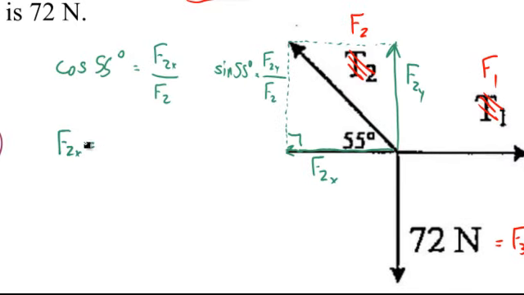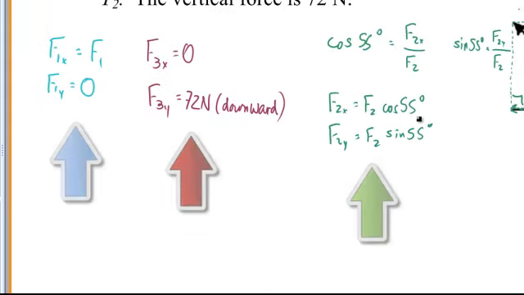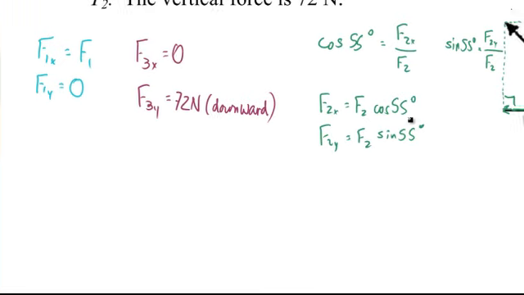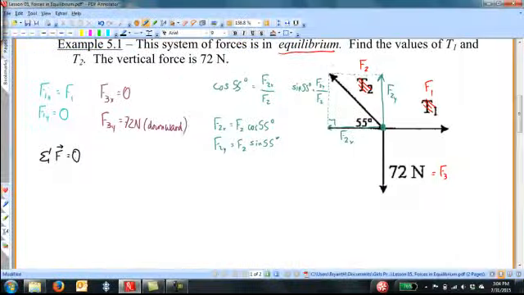F2x is equal to F2 times the cosine of 55 degrees, and F2y is equal to F2 times the sine of 55 degrees. So now I have all three of my forces expressed in horizontal and vertical components. Now I'm ready to apply the condition of equilibrium. The net force acting at this point on the object must be equal to 0. This means that in a vector sum, F1 plus F2 plus F3 have got to be equal to 0.